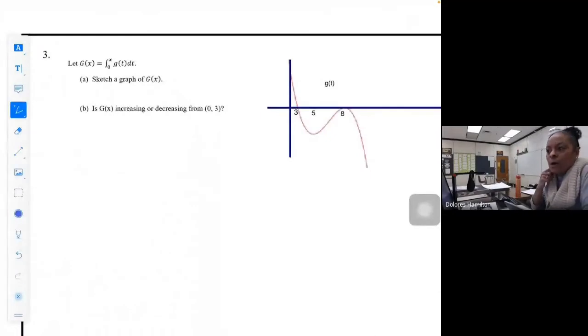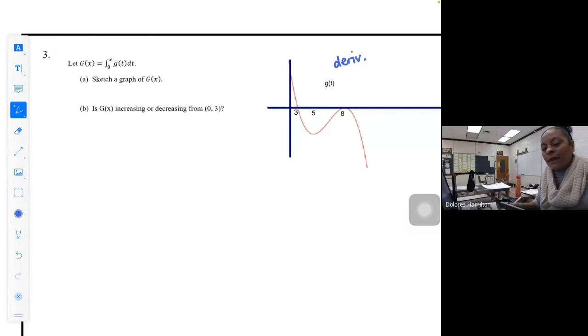So I don't want us to shortchange the other piece of our second fundamental theorem. And that's when I define a function as an integral of another function. So here my big G is defined as that definite integral from 0 to x of little g. So we are asked in this to sketch a graph of big G. So we're identifying this is my derivative graph right here. That's my derivative graph. Okay, great.